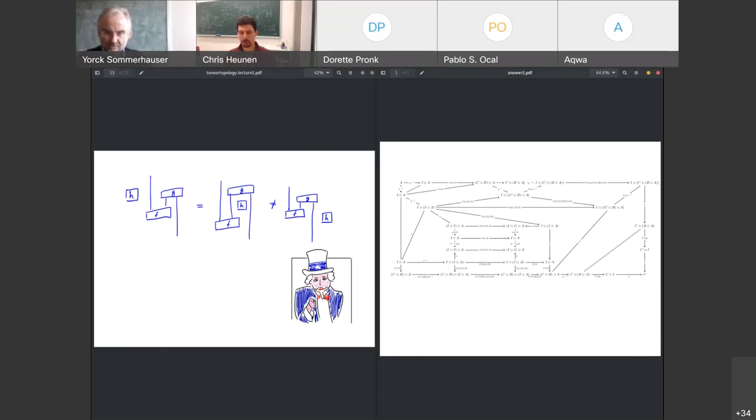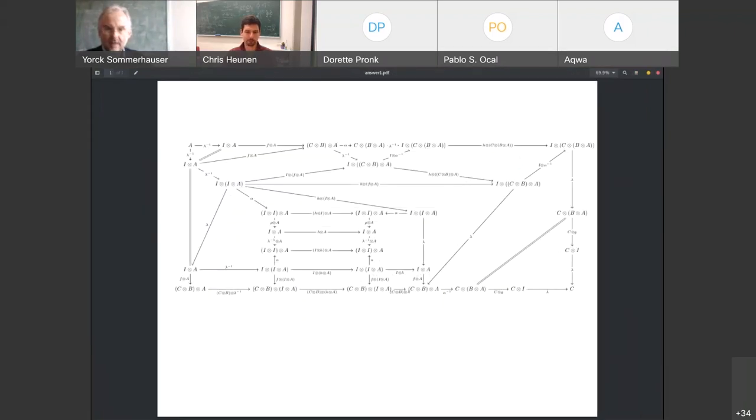I'm not going to go through everything, but the magic happens in, for example, this polygon here, where you do an alpha, then a rho, then a lambda, or you do a lambda, then a lambda inverse, then an alpha. Actually, on my screen, at least, the diagram is too small to be readable. I'll make it a bit bigger, sorry. Hopefully this is better. Yeah, to some degree at least. It's at least with some effort readable, let's put it this way.